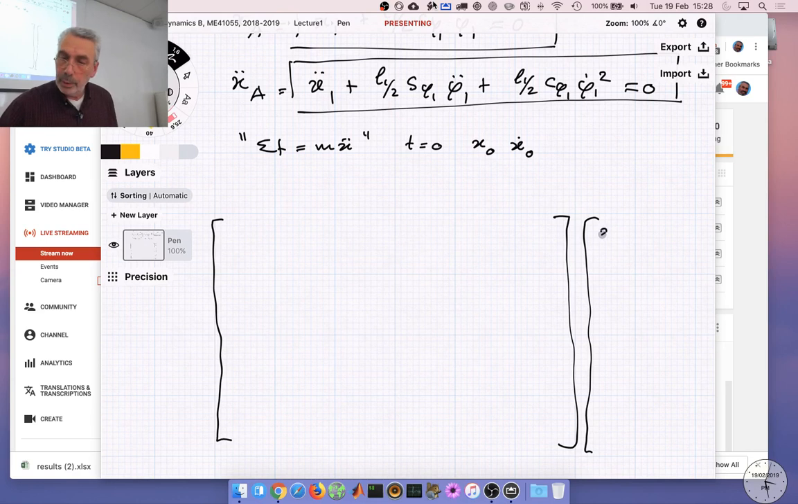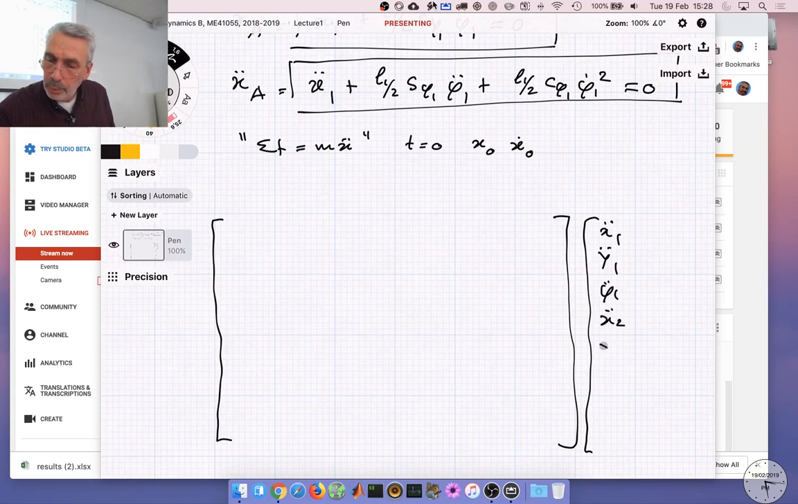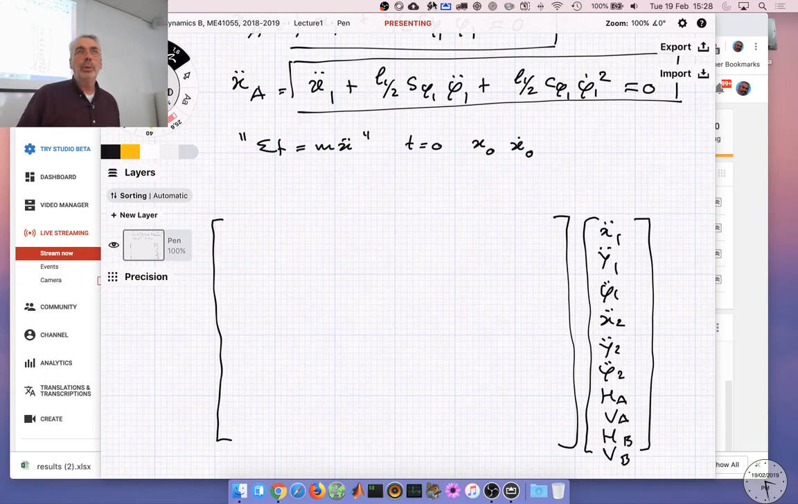accelerations, right? So x double dot 1, y double dot 1, phi double dot 1, x double dot 2, y double dot 2, phi double dot 2. It's a linear equation, so I can pull the coefficients and the unknowns out as a matrix vector product. And then I have horizontal in A, vertical in A, horizontal in B, and vertical in B. So those are the unknown quantities. And the first 6 equations are all the equations of motion.